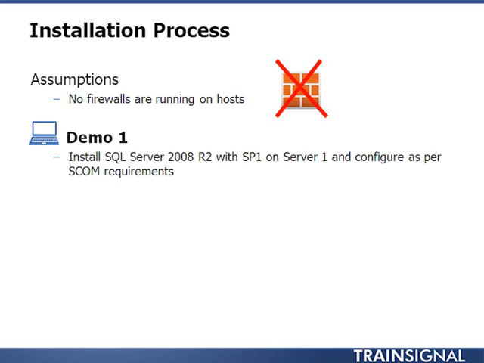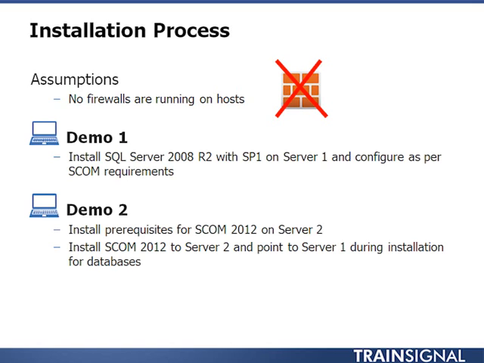The first thing we're going to do is install SQL Server 2008 R2 on Server 1 and make sure that it's configured as per all of the Operations Manager requirements. Once that's done, we'll install the prerequisites for Operations Manager 2012 onto Server 2, and then we'll install Operations Manager 2012 itself and point to Server 1 during installation so that it knows where to find its database server. And without further ado, let's get underway.